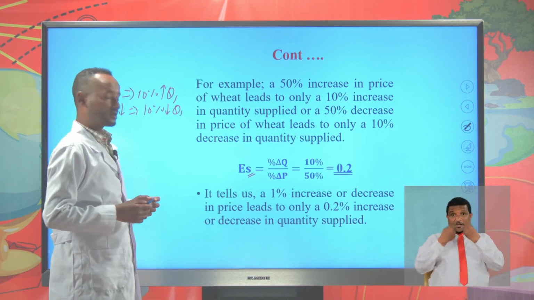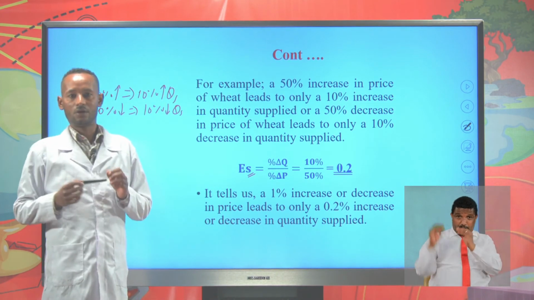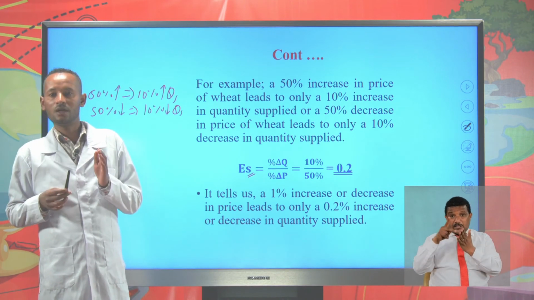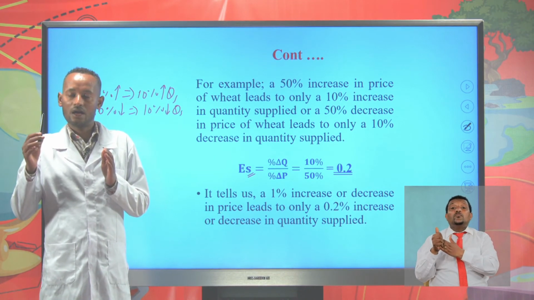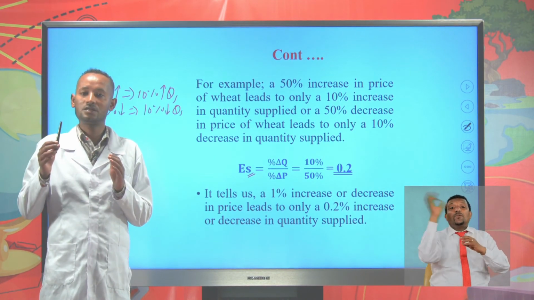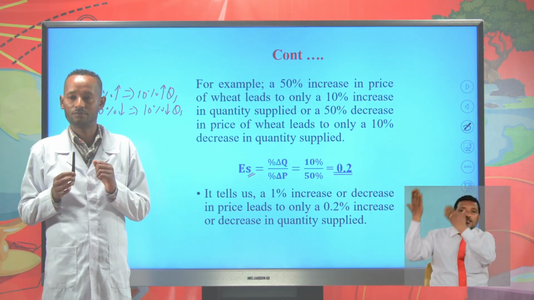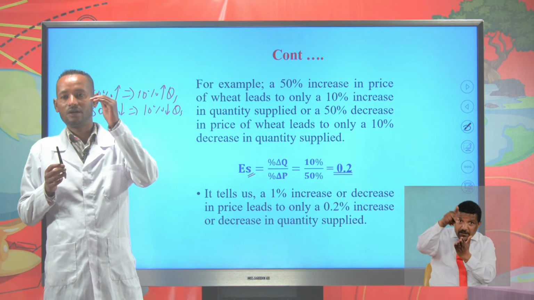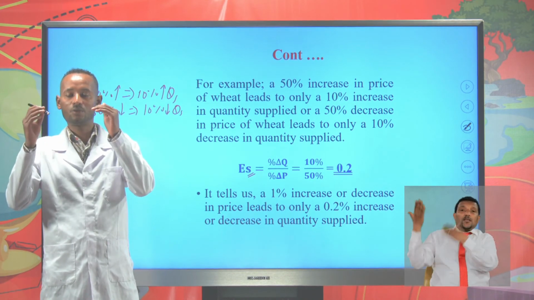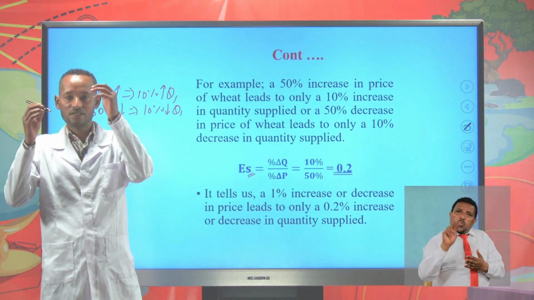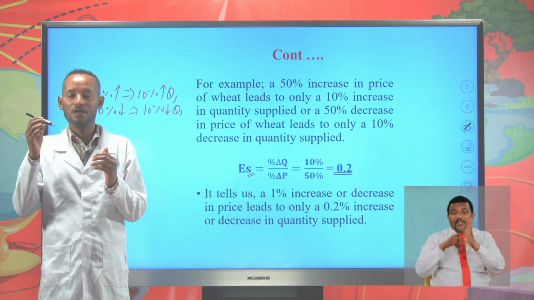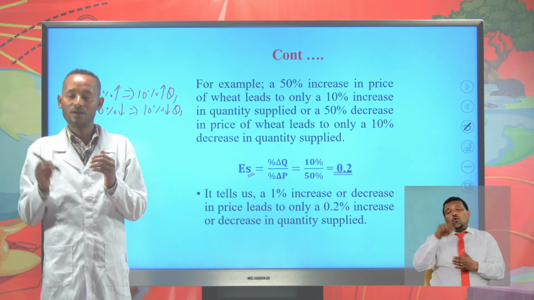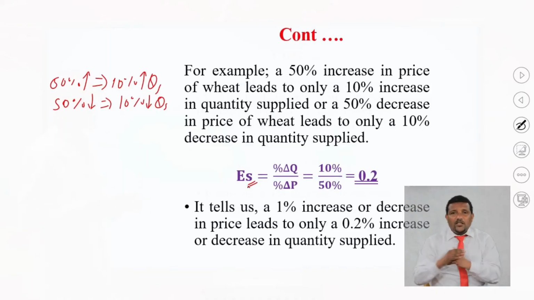This tells us a 1% increase or decrease in price leads to a 0.2% increase or decrease in quantity supplied. That means a 1% increase in price increases quantity supplied by 0.2%, and a 1% decline in price leads to a 0.2% decline in quantity supplied.